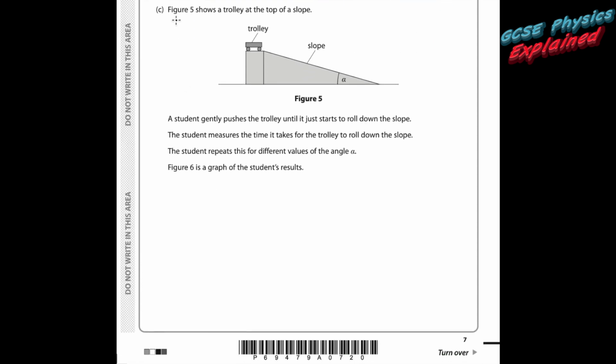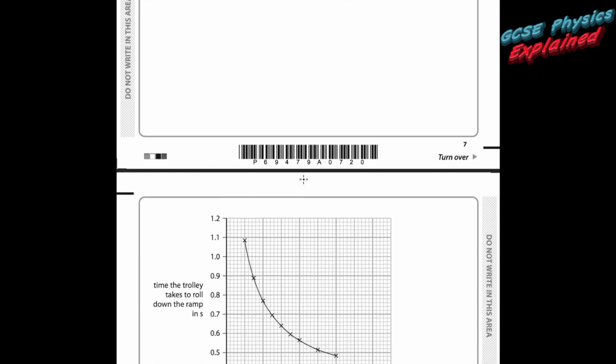Part C. Figure 5 shows a trolley at the top of a slope. A student gently pushes the trolley until it just starts to roll down the slope. The student measures the time it takes for the trolley to roll down the slope. The student repeats this for different values of the angle alpha. Figure 6 is a graph of the student's results.